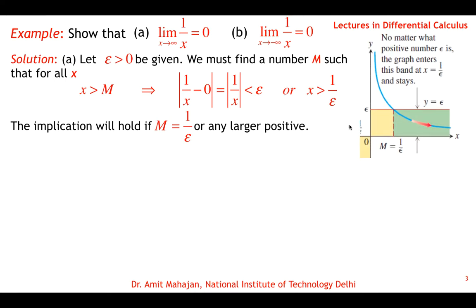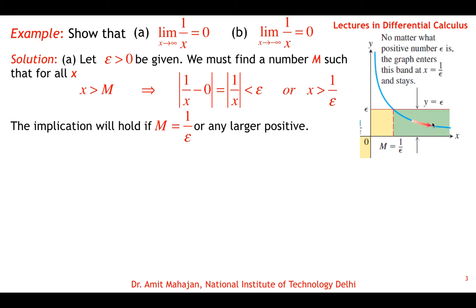Okay, so if you look here, if I choose m to be 1 by epsilon, then for every epsilon, for every x which lies to the right of m, for every x greater than m, the distance of this function from 0 is less than the epsilon distance, because this curve will move and get closer and closer to 0.